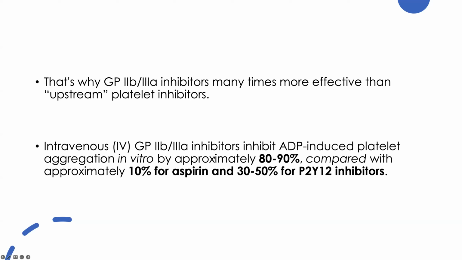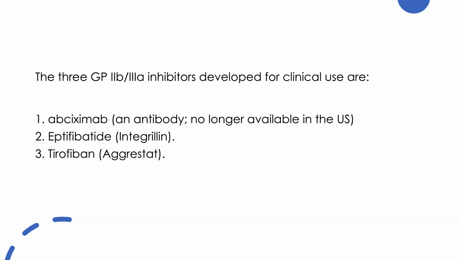So there was great interest, especially in the late 90s and early 2000s, about these agents. So what are these agents, and are they available here? Two out of the 3 are. Abciximab is no longer available; I believe it was taken off in 2019. It's no longer available in the US. The other 2 are: eptifibatide, Integrilin, and tirofiban, Aggrastat. So those 2 agents are still available. They have their special dosing, which we will talk about.